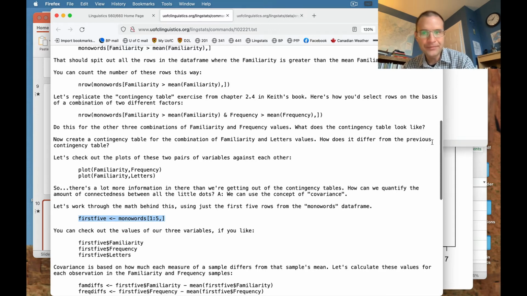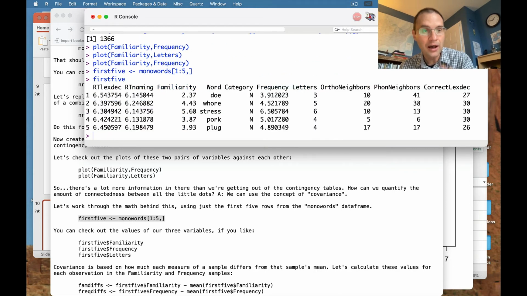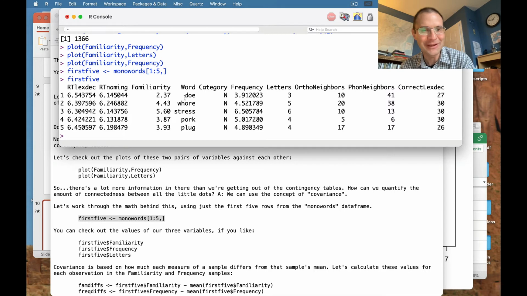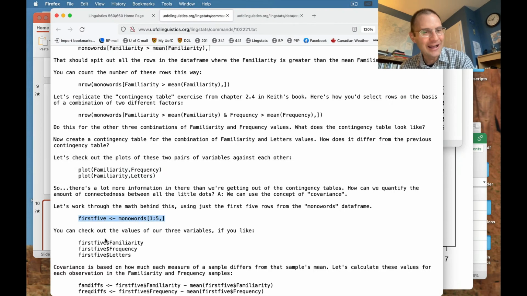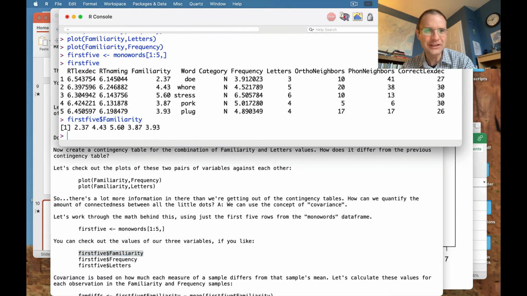To give you the specifics on how this works, we'll look at the first 5 words in this data set. Again, I don't know why Harold Baayen started with these 5 words, but this is the way it works out. So we got dough, whore, stress, pork, and plug. I've got little commands here about checking out the values of these first 3 variables. Maybe I'll make this explicit. We can see them just by plotting out these 5 words in this table like this. But if you want to just focus on these variable values, this is what you get for familiarity, and then this is what you would get for frequency.